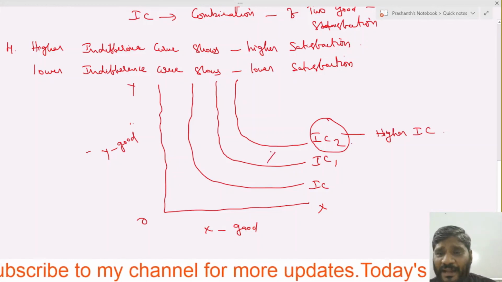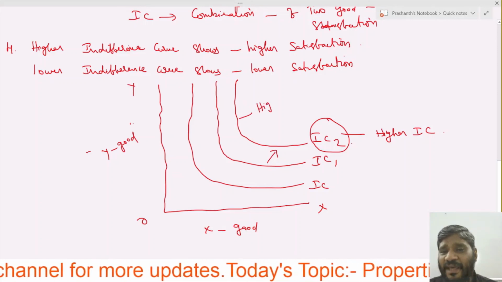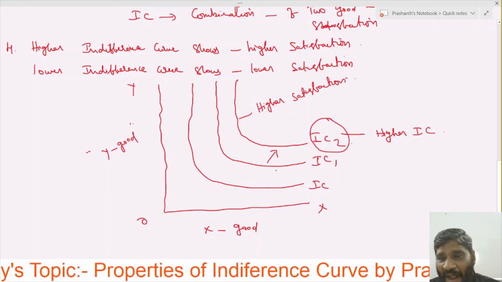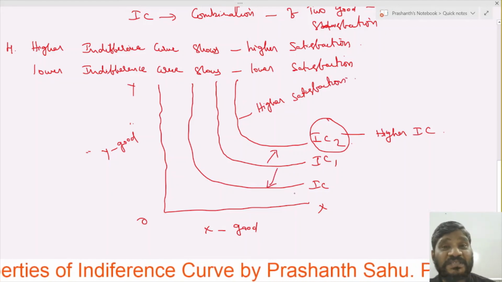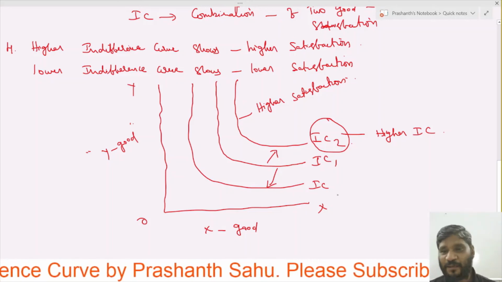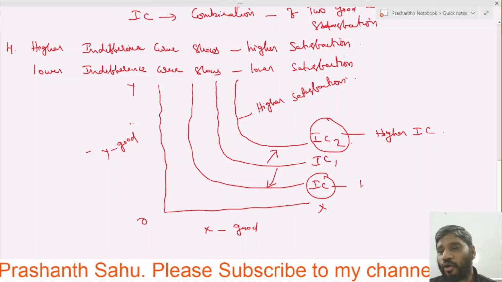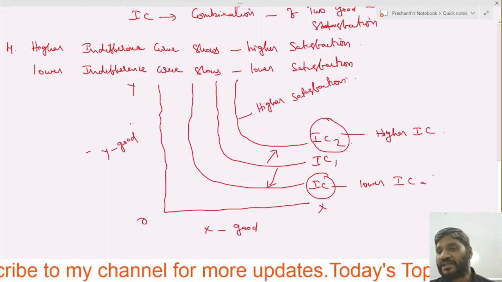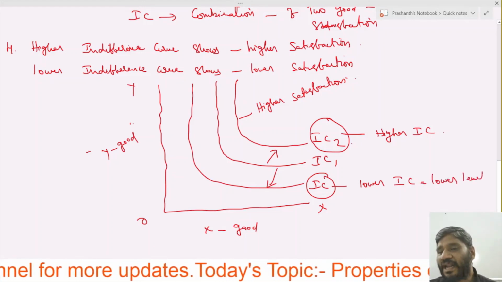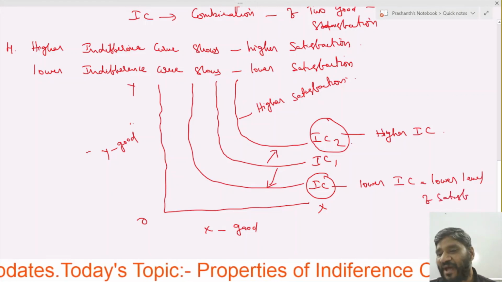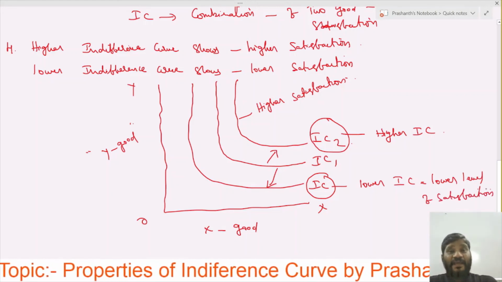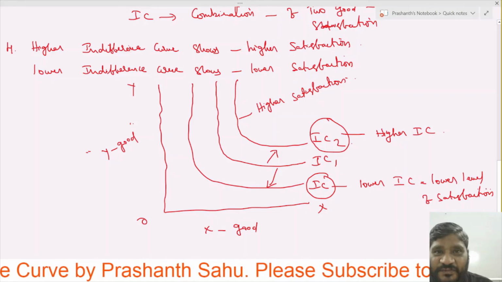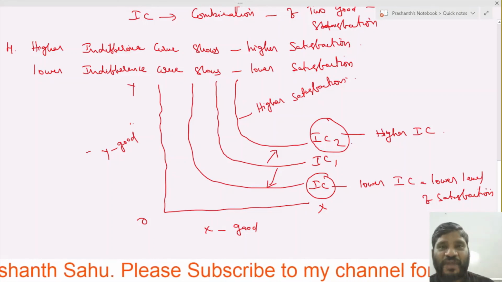So the higher the indifference curve, the higher the satisfaction it shows, and the lower the indifference curve, the lower the satisfaction. What is the lower indifference curve? Yes, absolutely right. IC1 is the lower indifference curve, and it shows the lower level of satisfaction, isn't it? Higher the indifference curve, higher the satisfaction. Lower the indifference curve, lower the satisfaction. So this is the logic which we have to remember.